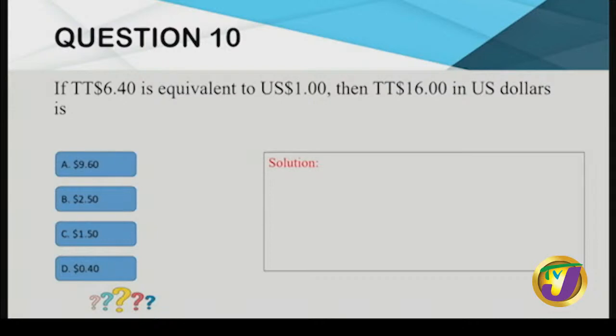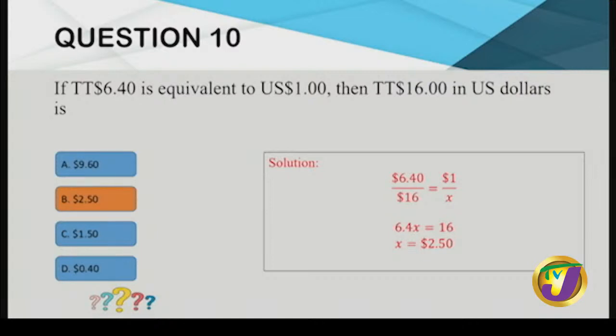Awesome. And remember, we're doing this because multiple choice questions are time sensitive. So based on our calculations, and again, we're using the proportion method here, we find that X is actually $2.50. So for my $16 TT dollars, I will get $2.50 US, right? And boy, the US dollars, oh Lord, it's soaring.